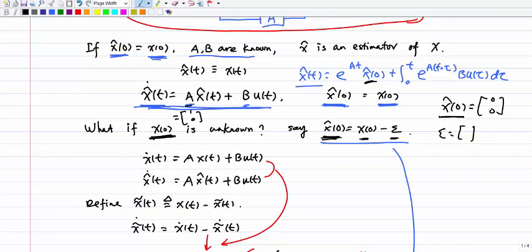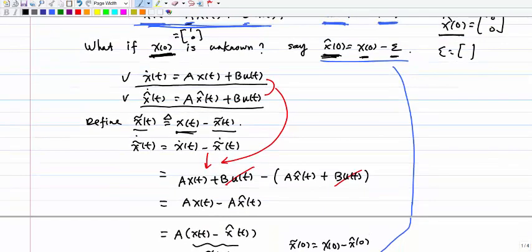If I write down the original linear time invariant system given by this, and this is my state estimator over here, let's define the difference between the original state and the estimated state as x tilde t. Let's find the derivative of that one. So x tilde dot t is what? It's x t minus x hat t, so x tilde dot t is x dot t minus x hat dot t.